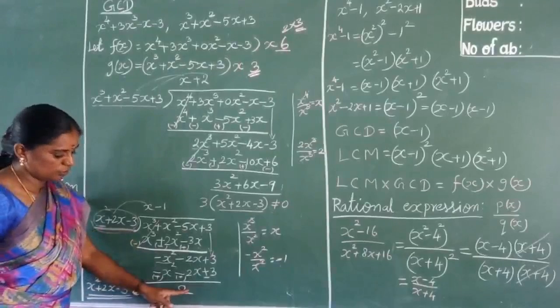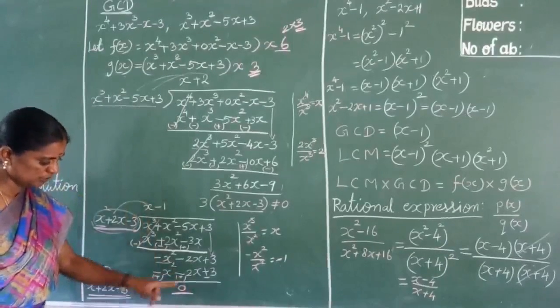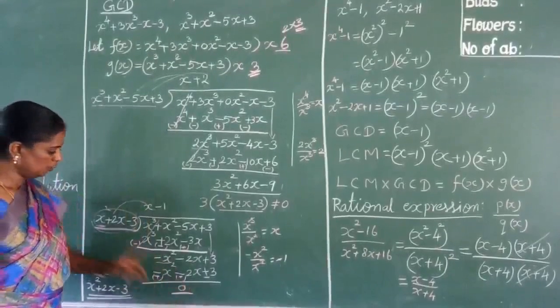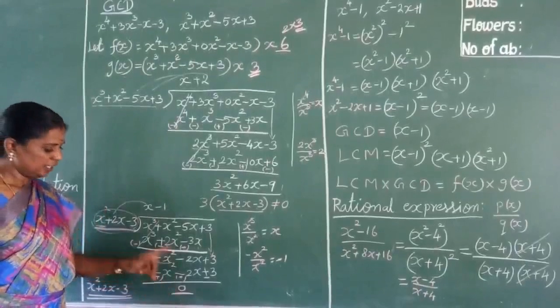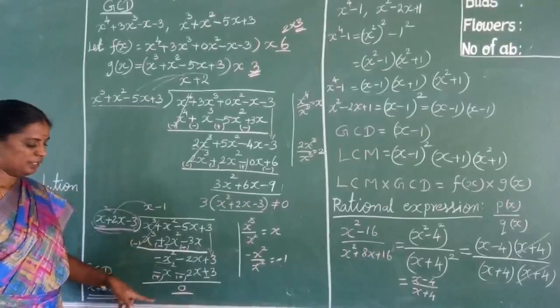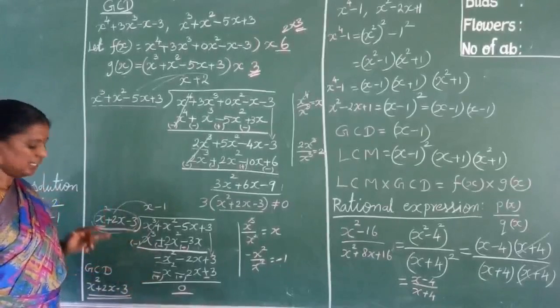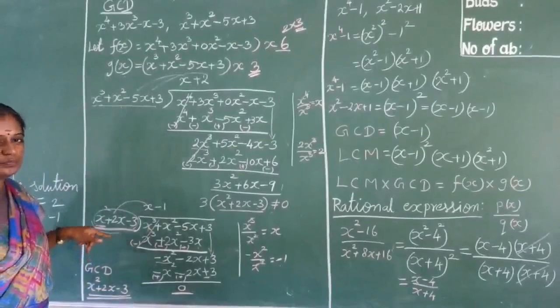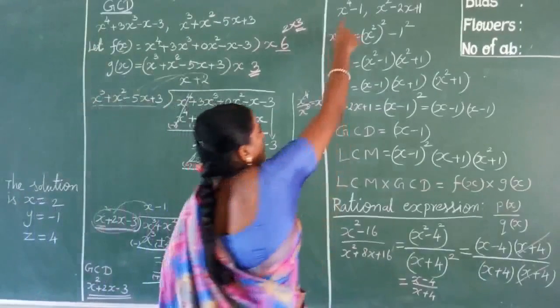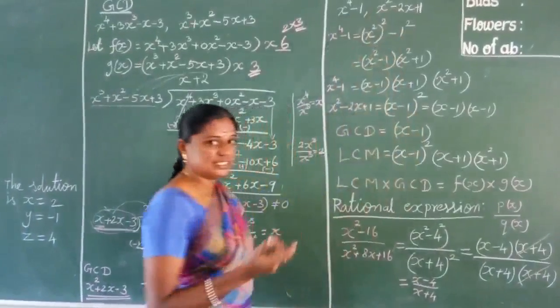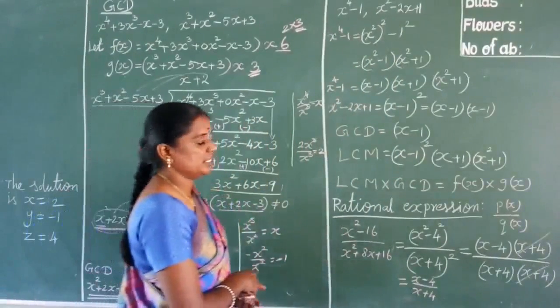Here also it is not equal to 0. Again continue this process. This remainder comes to the divisor place, this divisor comes to the dividend place, and you continue this process. At the place where you get 0, that divisor is the GCD of the given polynomials. Is it clear? So next we discuss how to find the LCM and the GCD of two given polynomials.